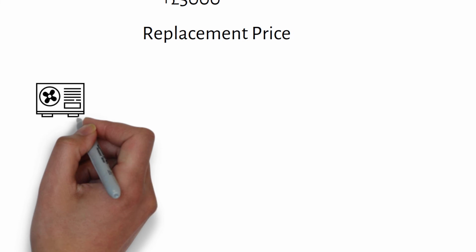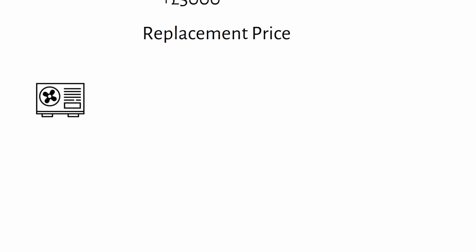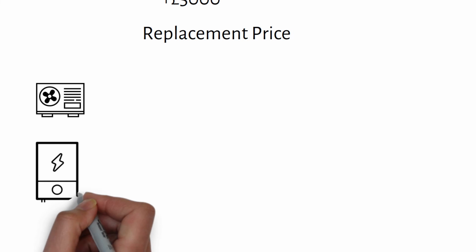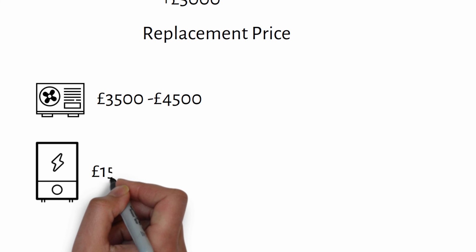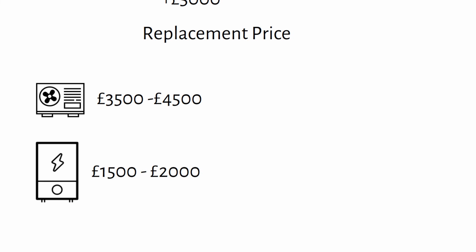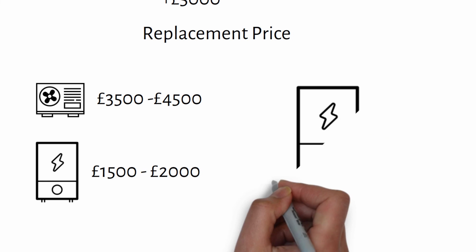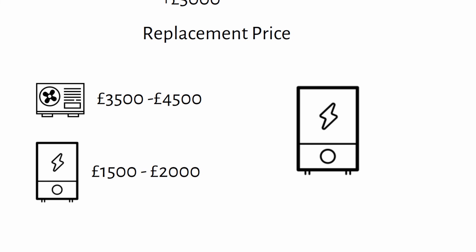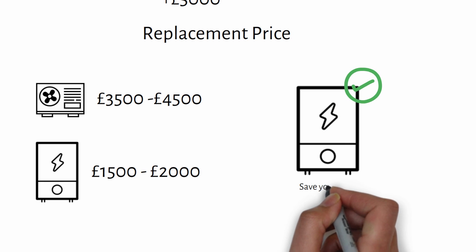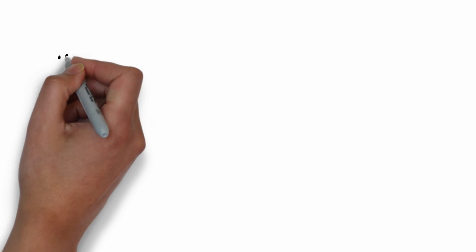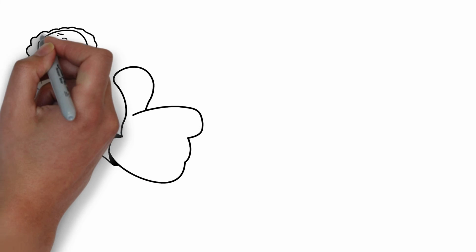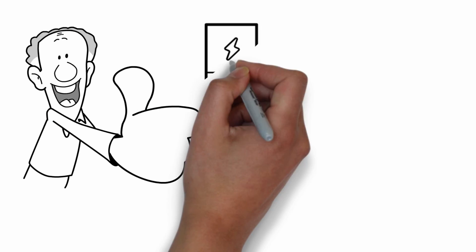He wants to look at how much his air source heat pump will cost him over 10 years and how much his electric boiler will cost him over 10 years. The average replacement cost is going to be between £3,500 and £4,500, with the electric boiler costing £1,500 to £2,000, which takes Bob to his first point. At the moment, using an electric boiler to replace your gas boiler will save you around £1,000 over 5 years. Over 10 years, it will revert on a replacement to stick with electric.